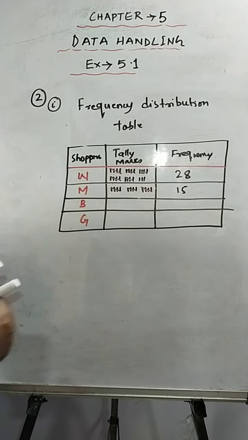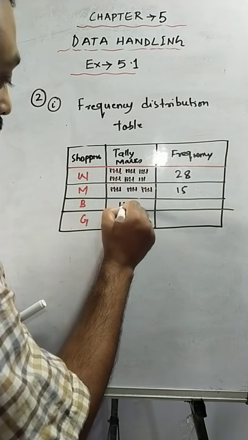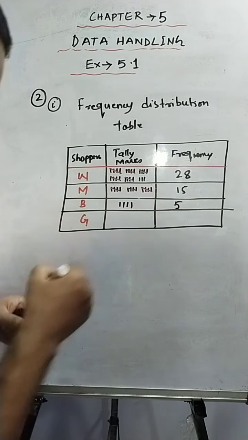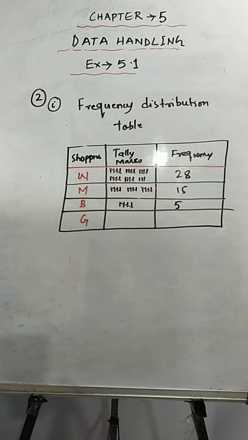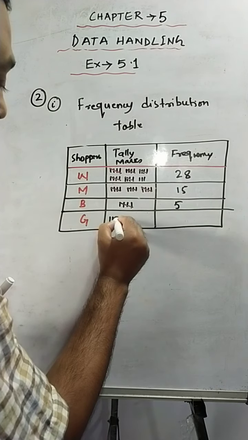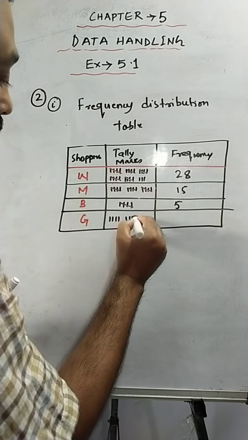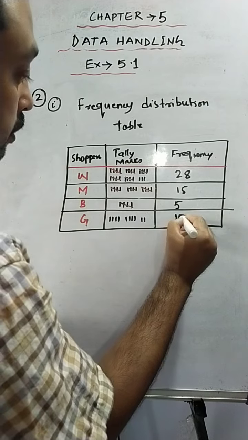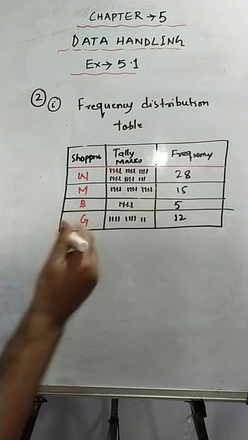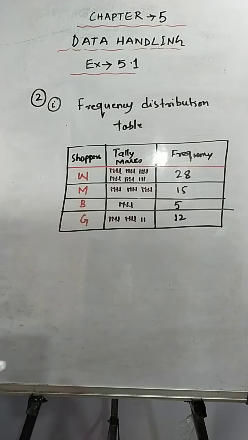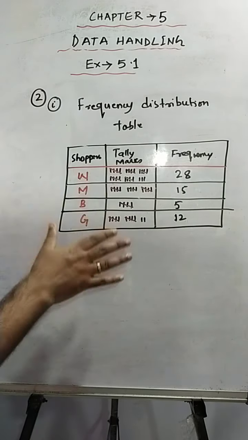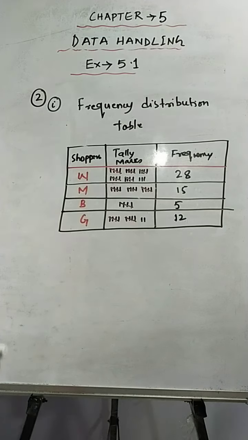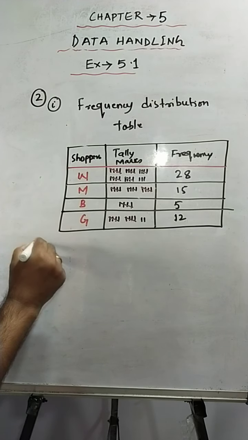How many B's are there? There are only 5 B's, that is 1, 2, 3, 4, 5, so it would be 5. And how many G's are there? There are 12 G's. 12 G's means 1, 2, 3, 4, 5, 1, 2, 3, 4, 5, 1, 2, which is 12. So this is all about the frequency distribution table, the first part of question number 2. Now in the second part, you have to draw a bar graph.